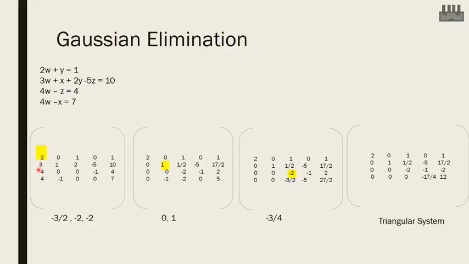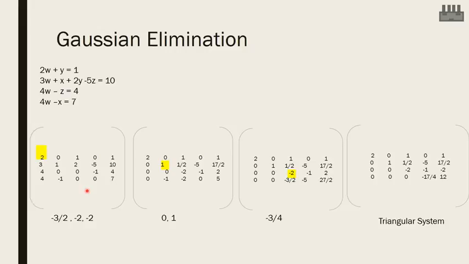So similarly, we do this for all other equations as well. For example, 3 1 2 minus 5 10 represents the second equation, basically 3w plus 1 into x plus 2 into y minus 5 into z is equal to 10. So that is what is represented in the second row. Similarly, for all the four equations. So we have got a representation, and we want to solve this.